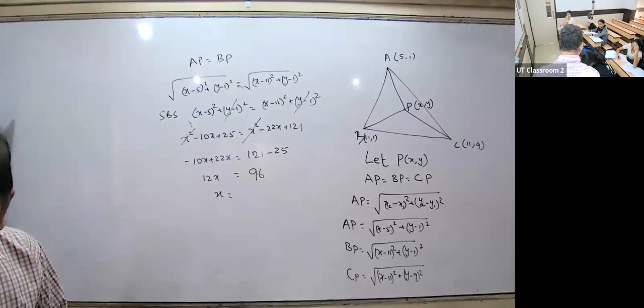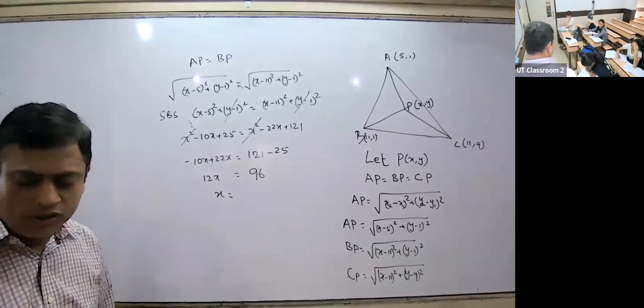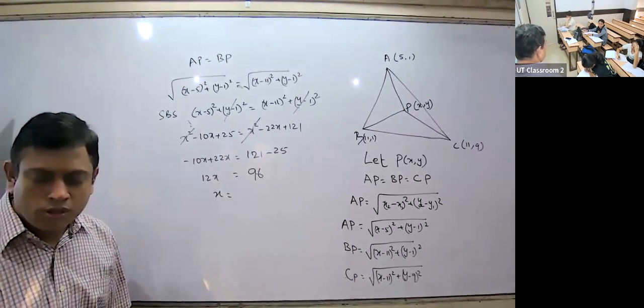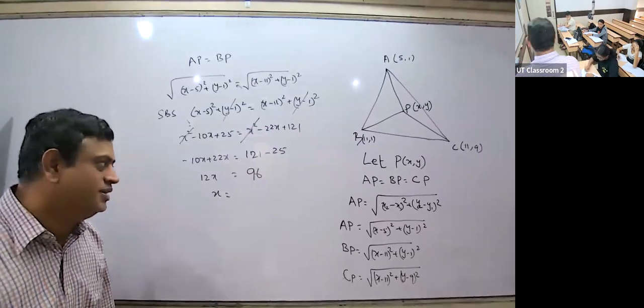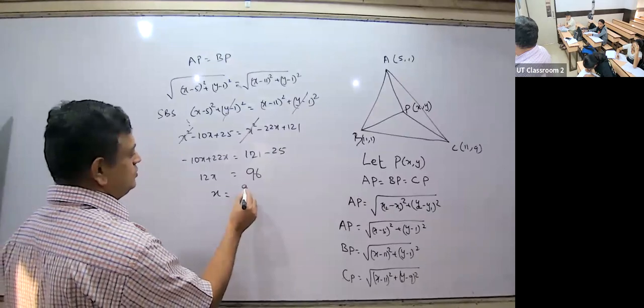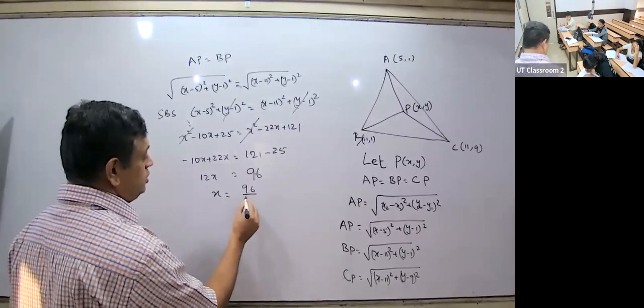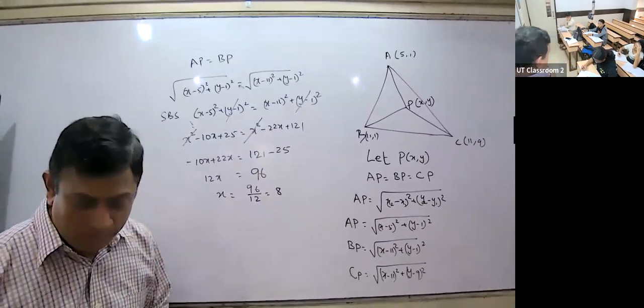You check this one, what is right. 22 minus 10 is 12. Sorry. Are you sleepy now? Is it also your sleeping time now? So 12x equal to 96, x is equal to 8.